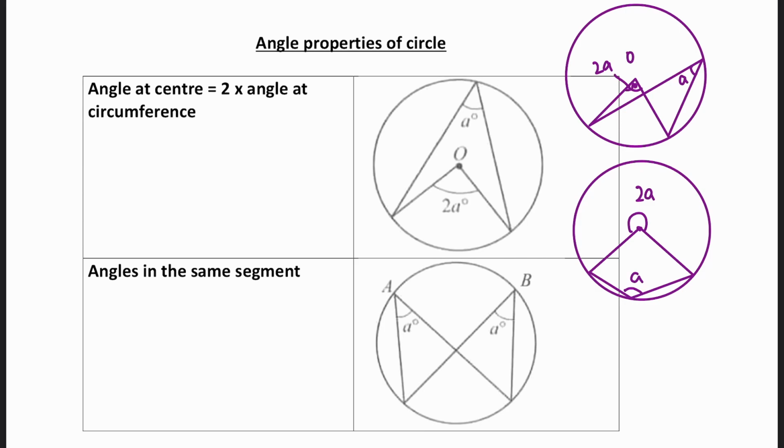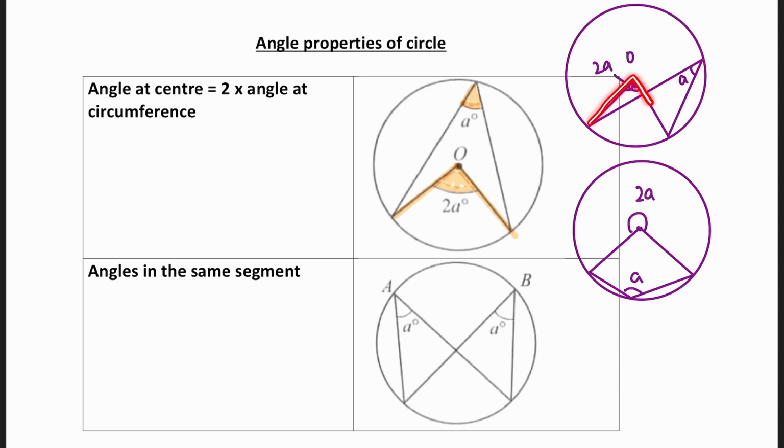So the first property is: angle at the center is 2 times angle at the circumference. You can see that this is the angle at the center, and this will be double of the angle at the circumference. So this will be double of this. You have 2 other variations, where the circumference here is stretched all the way to the right side. It can also be on the left side.